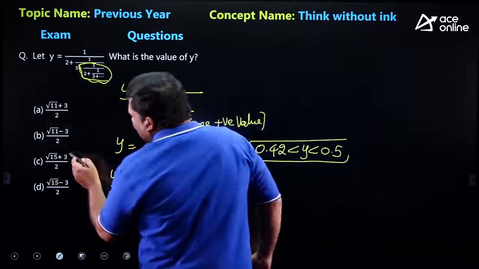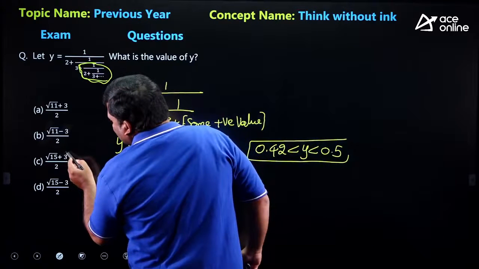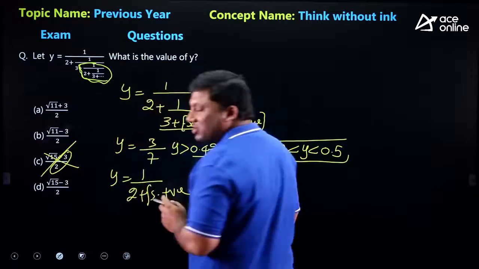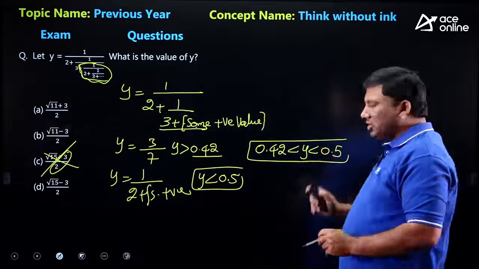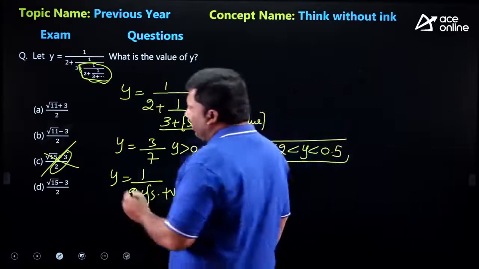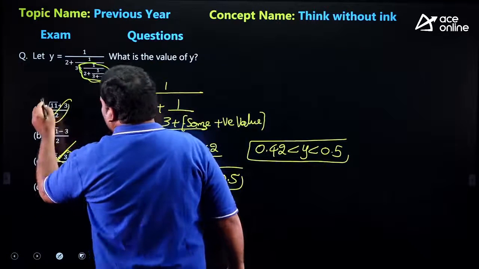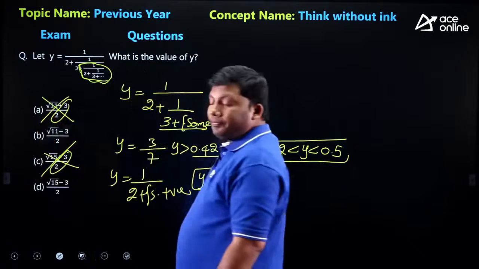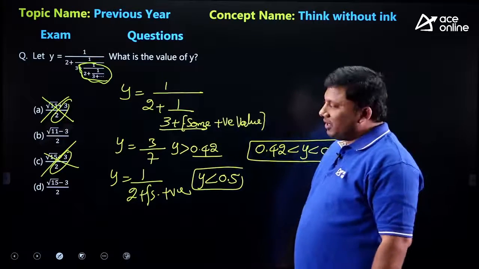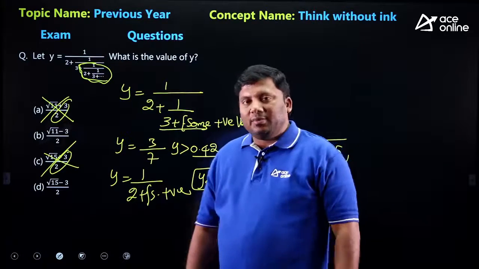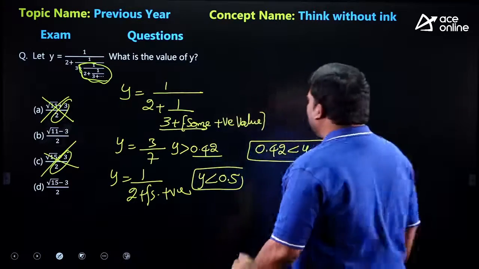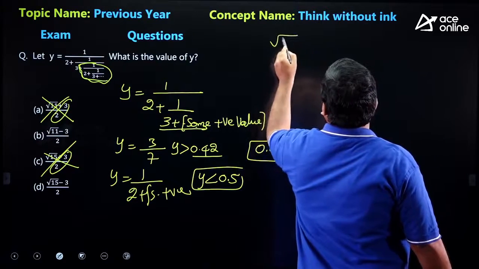Here if you observe, it is 3 by 2. 3 by 2 is 1.5 plus positive. Y is less than 0.5. Here it is 3 by 2, 1.5 plus positive. Option A is eliminated. Option C is eliminated.